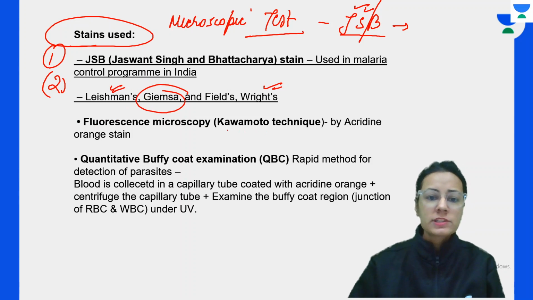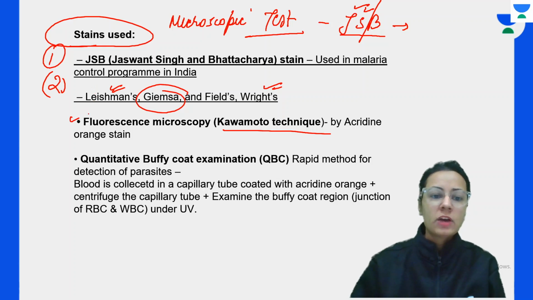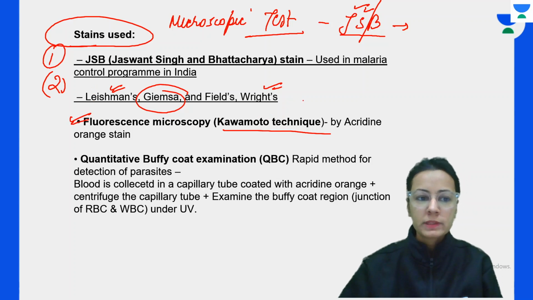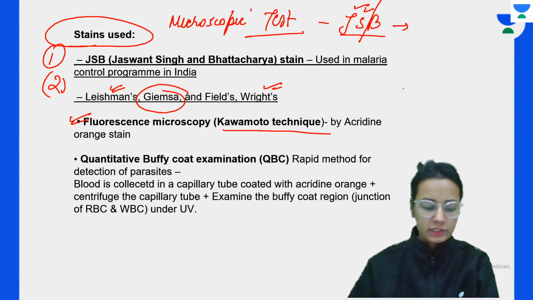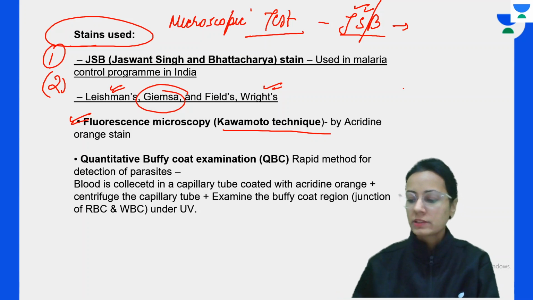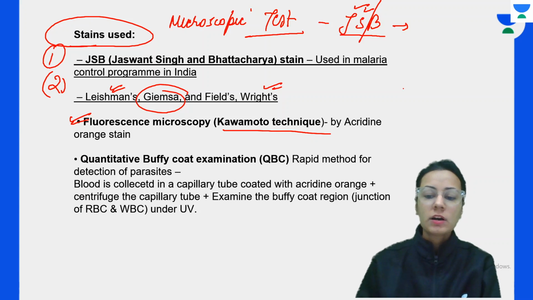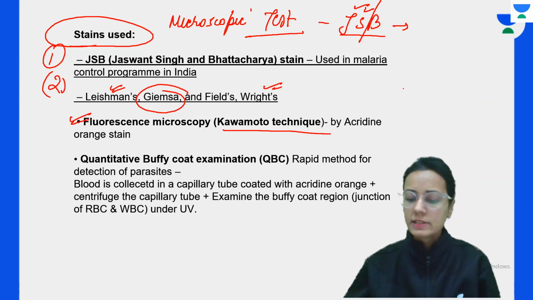Now, what is the Kawamoto technique? It is a fluorescent microscopy by the acridine orange dye. We are using the stain that is the Kawamoto stain.